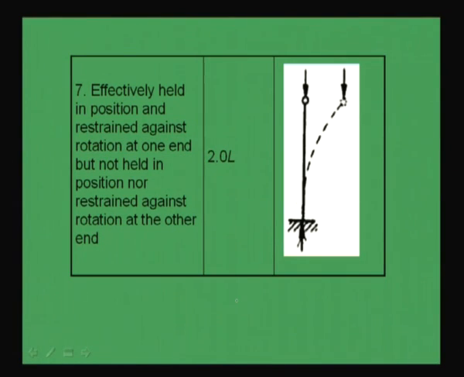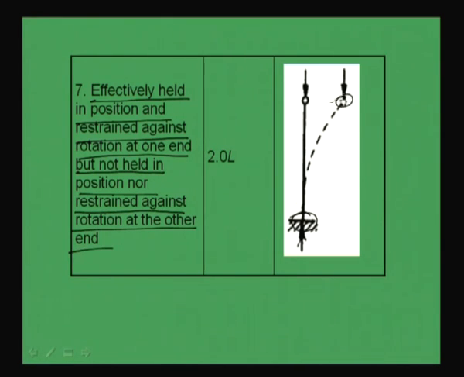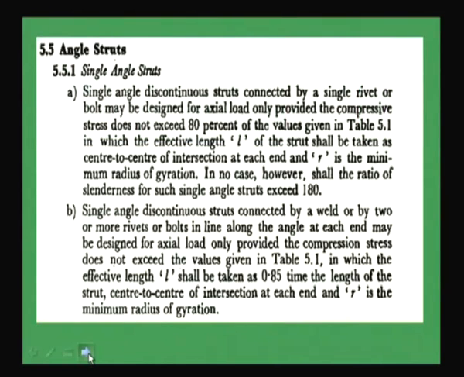Another option given here is effectively held in position and restrained against rotation at one end, but at the other end it is neither held in position nor restrained against rotation, that is, it is free. In this case the effective length will be 2L. Like this, the effective length for different cases can be calculated.